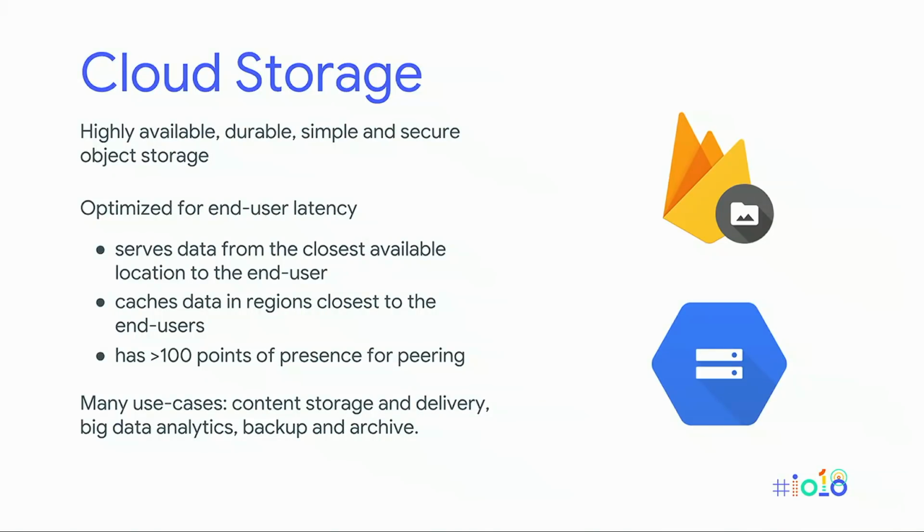The product is actually a highly available, durable, simple, and secure object storage. What does that mean? What is an object storage? So object storage is pretty much every kind of blob that you can think of. A blob is basically bytes, right? So it can be images, it can be videos, it can be normal files, it can pretty much be any byte stream that you can find.